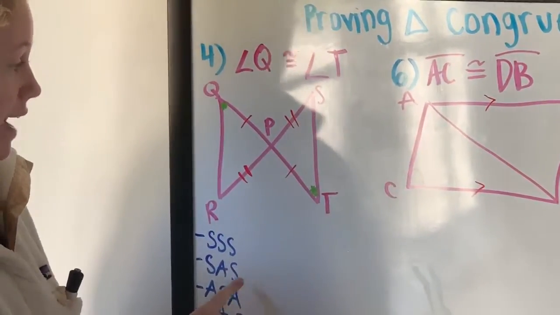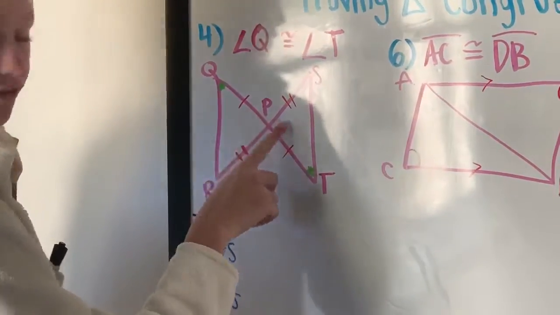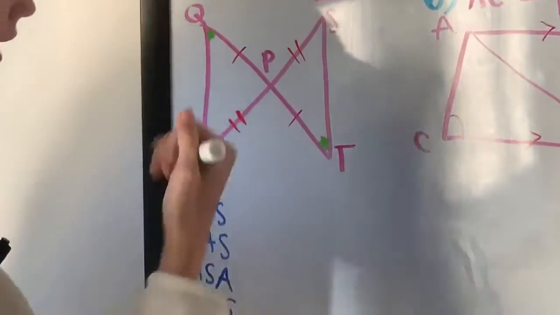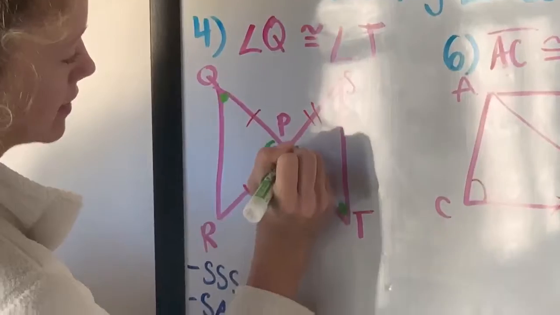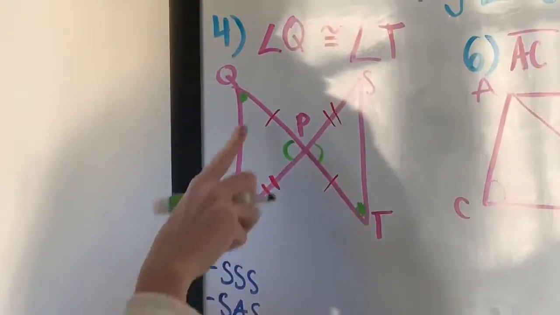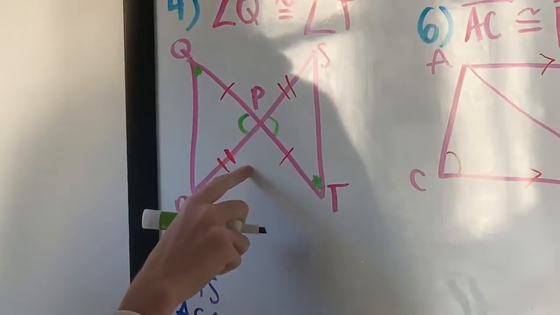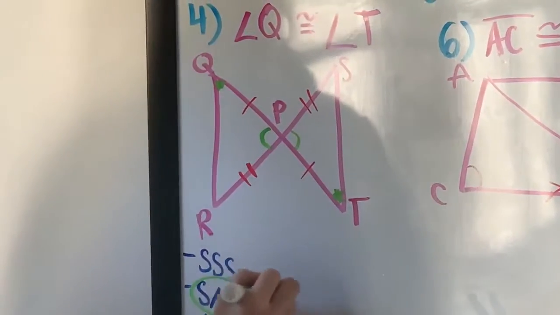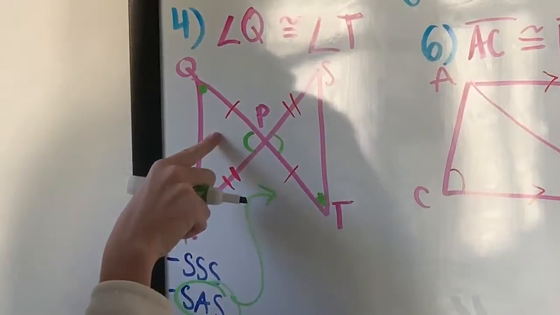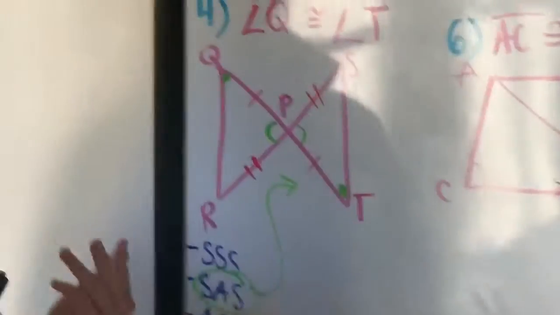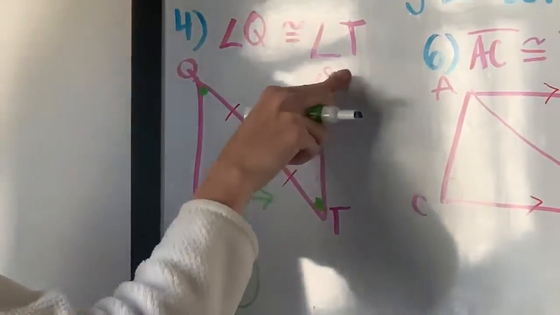For side-angle-side, however, notice that we can use the vertical angles theorem here. That means that this angle is congruent to this angle. Side-angle-side, SAS, that's how we know that this triangle is congruent to that triangle, and thus angle Q is congruent to angle T.